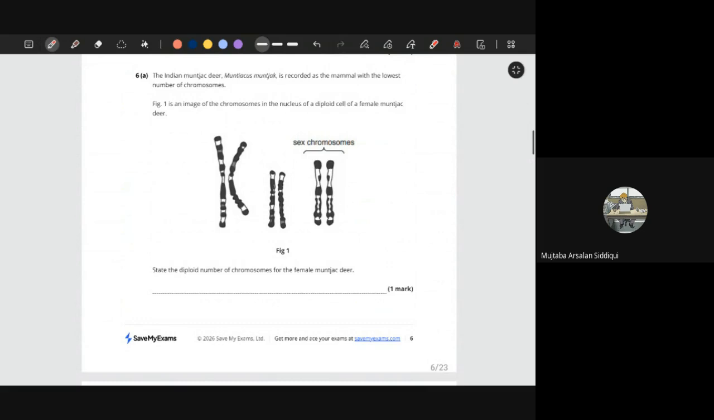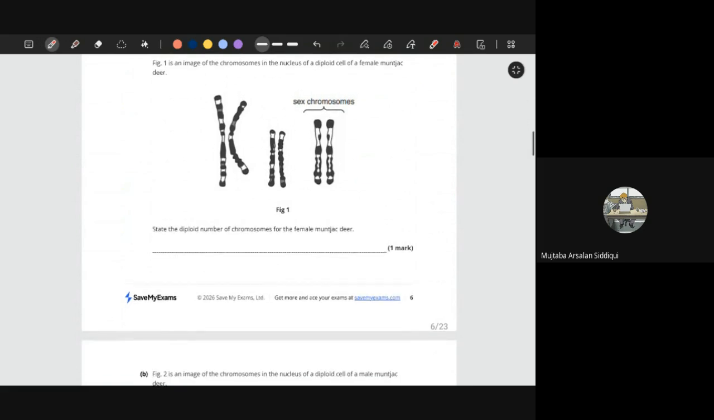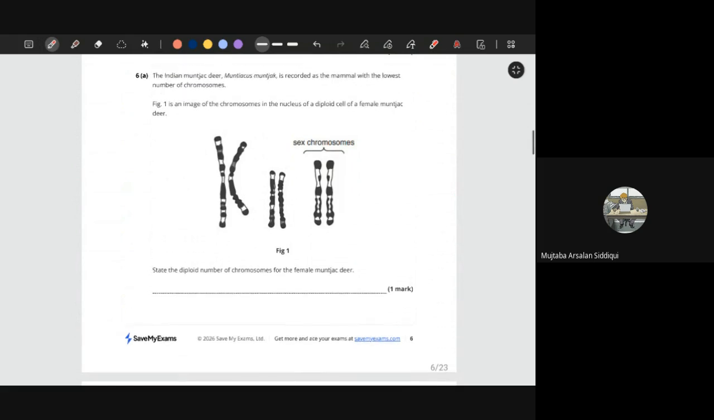The Indian Muntjac deer. Muntjac is recorded as the mammal with the lowest number of chromosomes. State the diploid number of chromosomes for the female Muntjac deer. This is from the nucleus of a diploid female Muntjac deer. So, what would be your answer?